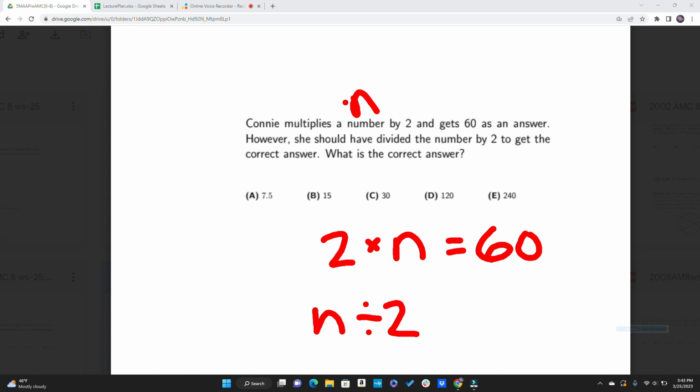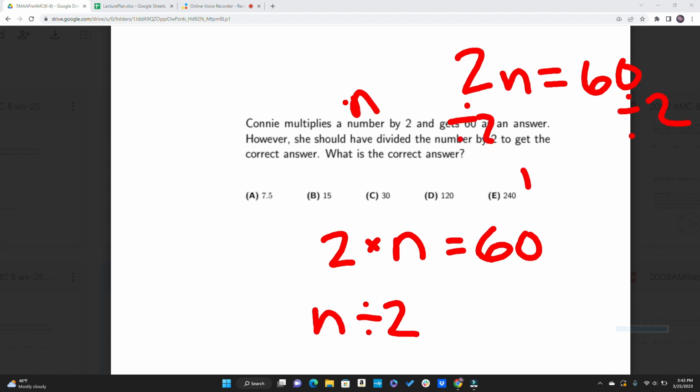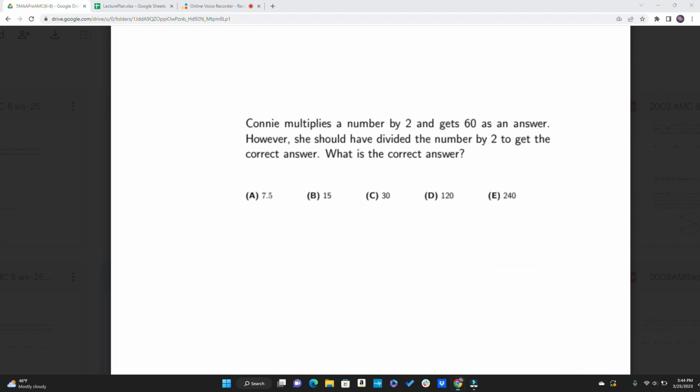Alright, so let's figure out what n is, right, first. Like, what number did Connie start with? Well, we know that 2n, 2 times n, is 60. We can use that to solve for n, right? Divide both sides of the equation by 2. That'd be n equals 30. Alright, so that's the number that Connie started with. She started with the number 30. And we know that she should have divided her number by 2. So she should have divided 30 by 2. 30 divided by 2, that's 15. Answer choice B.